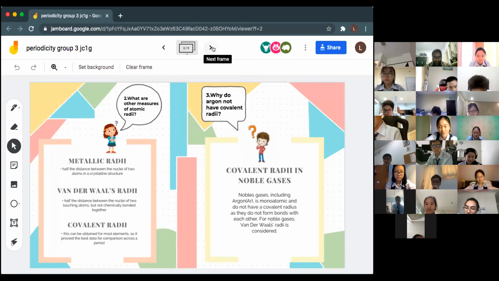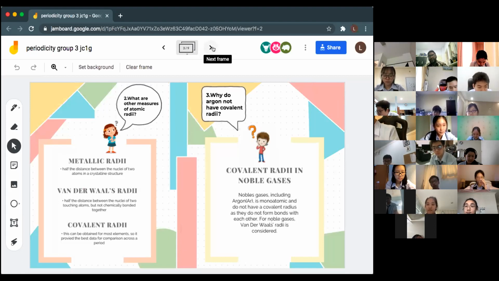Argon is a noble gas, and noble gases like argon, helium, and neon are monatomic and do not have a covalent radius, as they do not form bonds with each other. For noble gases, their atomic radii can be determined from their van der Waals radius. This is found from the distance between the nuclei of two neighboring touching atoms, which are not chemically bonded together.